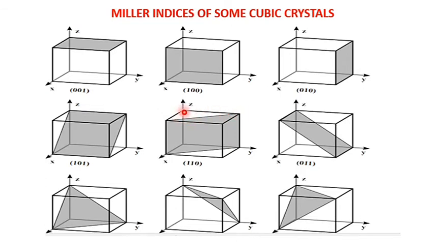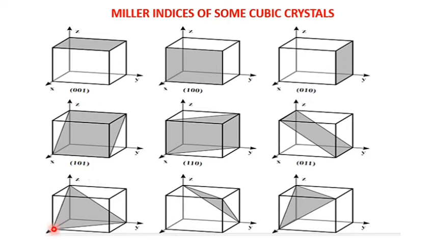You see here there is no intercept. Here the X intercept is there, the Y intercept is there, no Z intercept. Therefore it is 1, 1, 0. Here you see there is a Z intercept, there is the Y intercept. Therefore this is 0, 1, 1. Now, what is this? Name it. Try it.